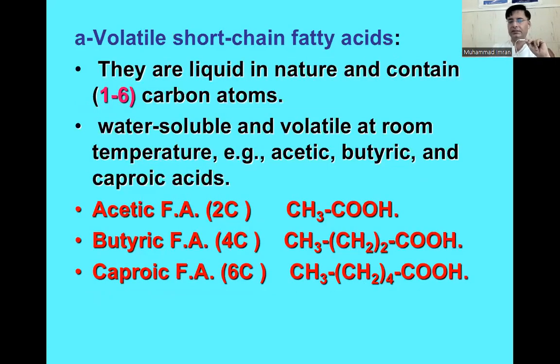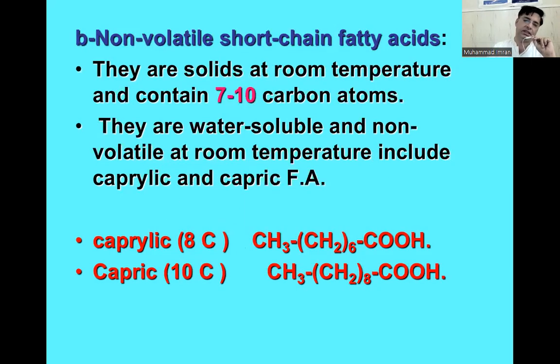First of all, we will discuss the volatile short chain fatty acids. They are liquid in nature and contain 1 to 6 carbons. They are water soluble and volatile at room temperature. Acetic acid means ethanoic acid, butyric acid means butanoic acid, and caproic acid means hexanoic acid. Acetic acid contains 2 carbons, butyric acid contains 4 carbons, and caproic acid contains 6 carbons. They are volatile because they are polar in nature and they get vaporized at room temperature.